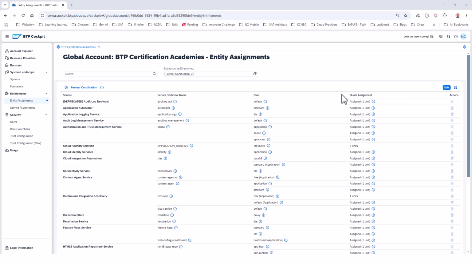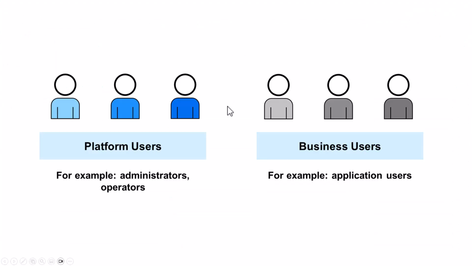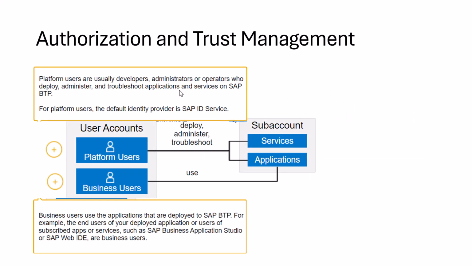So let me go back to my slide deck, and in SAP BTP, once you have set it all up, there is the concept of platform users and business users. So the users in SAP BTP are broadly classified into platform users and business users. Now, platform users, for example, are the administrators. They are the ones that create the sub-account, enable Cloud Foundry, create the spaces, and so on. Whereas business users, once the applications are deployed, are the ones that consume the applications.